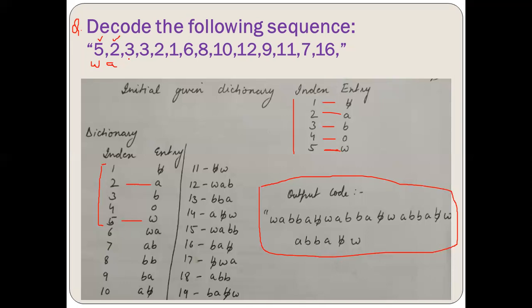Next is 3. So 3 in the dictionary is for B. So let me write B here. Next we have again 3. So again we need to write B for this one. Then we have 2. Now it's simple. For 2 we have which symbol? A again. Then we have 1. Now for 1 we have B bar. This is B bar for 1.